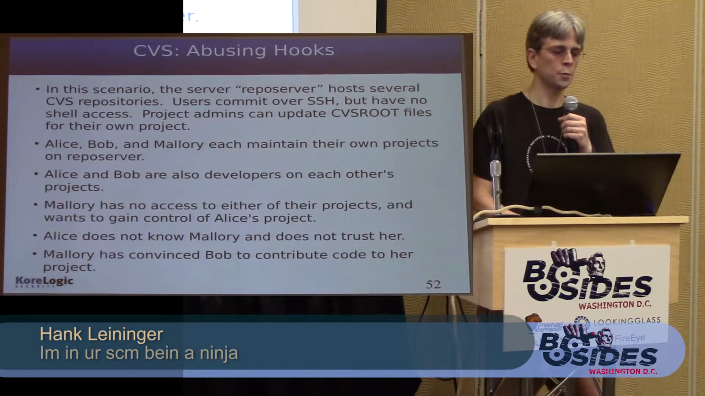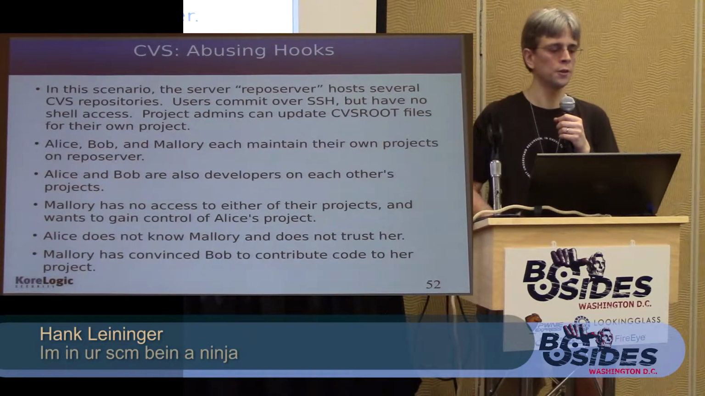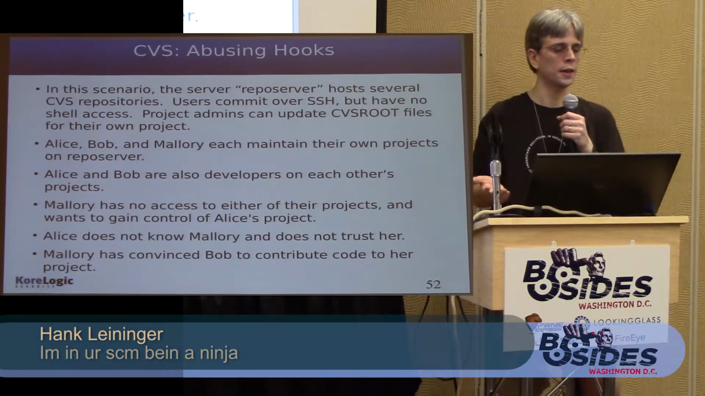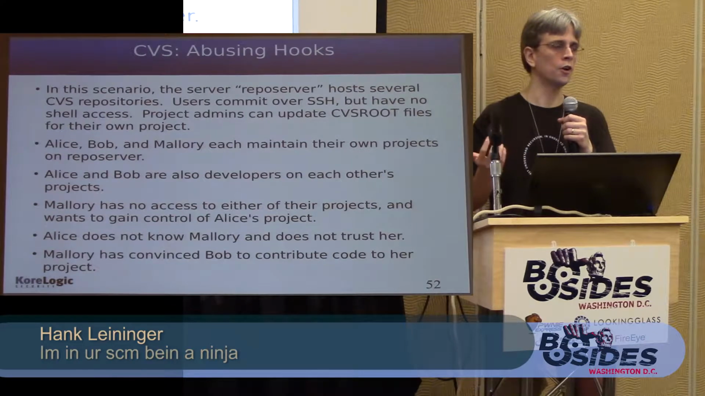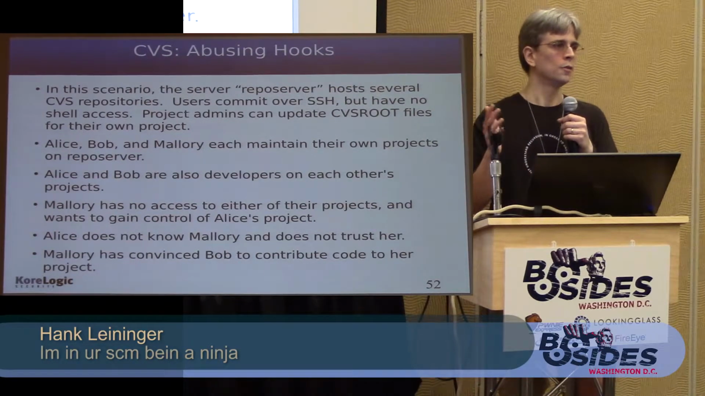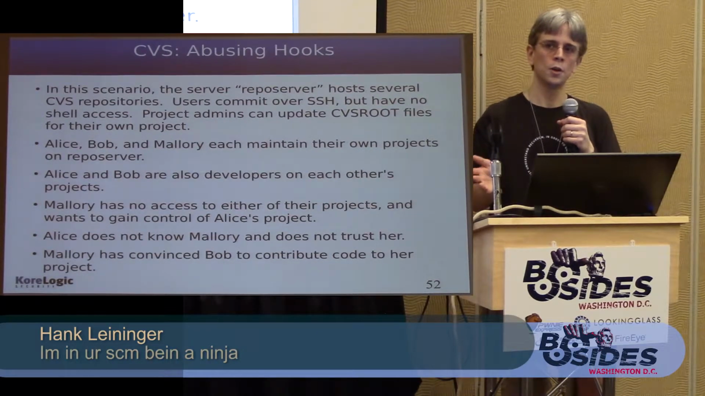So we'll walk through an example here where the repo server hosts several different CVS repositories. Users commit over SSH but don't have direct shell access. And again, we have Alice, Bob, and Mallory. In this scenario, Alice and Bob know each other, develop on each other's projects all the time. Alice doesn't know Mallory and doesn't trust Mallory.